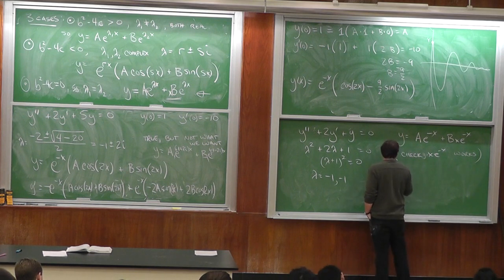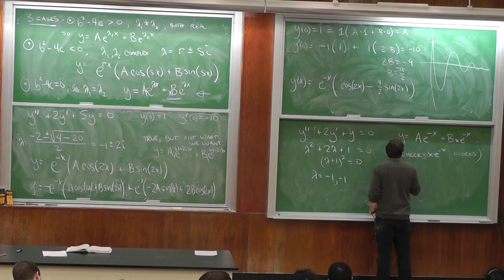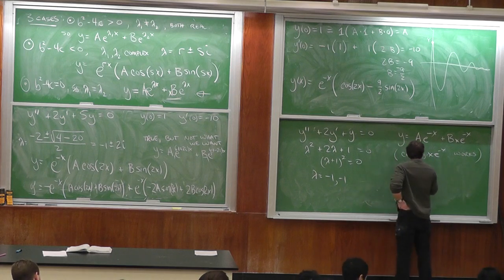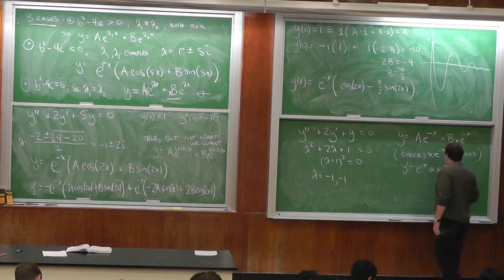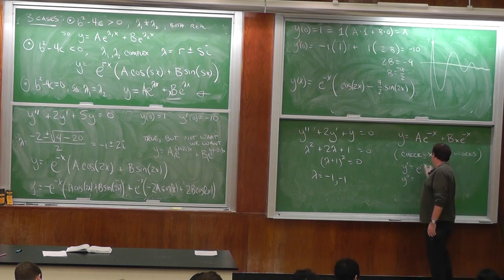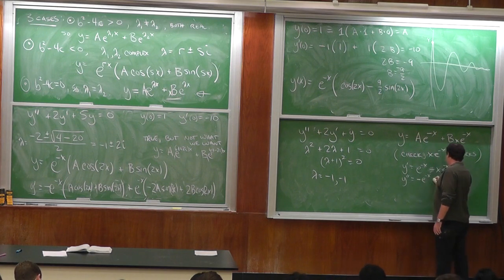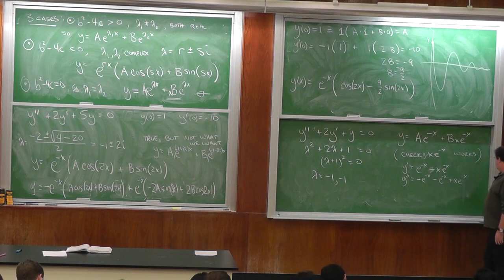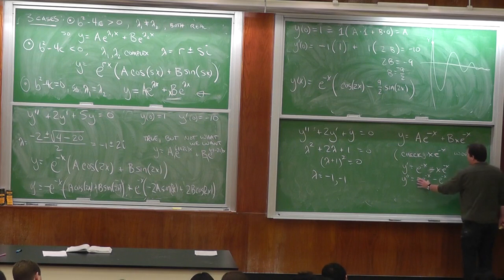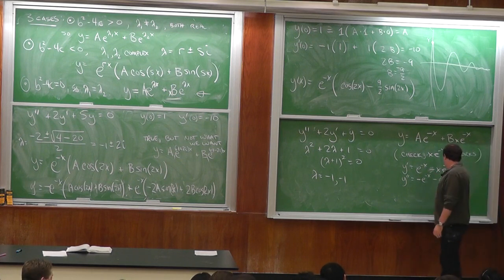So if y equals x e to the minus x, then y prime is e to the minus x minus x e to the minus x, and y double prime is minus e to the minus x minus e to the minus x plus x e to the minus x. Did I do that right? All right, the derivative of this is minus e to the minus x. The derivative of this is minus e to the minus x plus x e to the minus x. Yes, that's right. So this is minus 2.